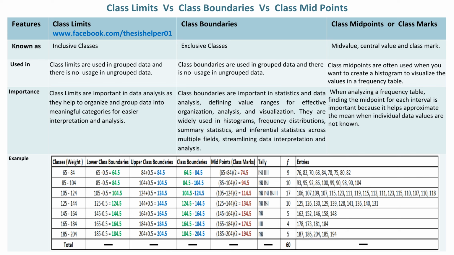In the example, you can see class weights, which are class limits, given in the first column. After that, compute lower class boundaries by subtracting 0.5 from lower class limits to get lower class boundaries in the second column. In the third column, calculate upper class boundaries by adding 0.5 to upper class limits. In the fourth column, you can write class boundaries. In this way you can fill the rest of the frequency distribution table by making 4 columns for class midpoints, tally, frequencies, and entries, respectively.